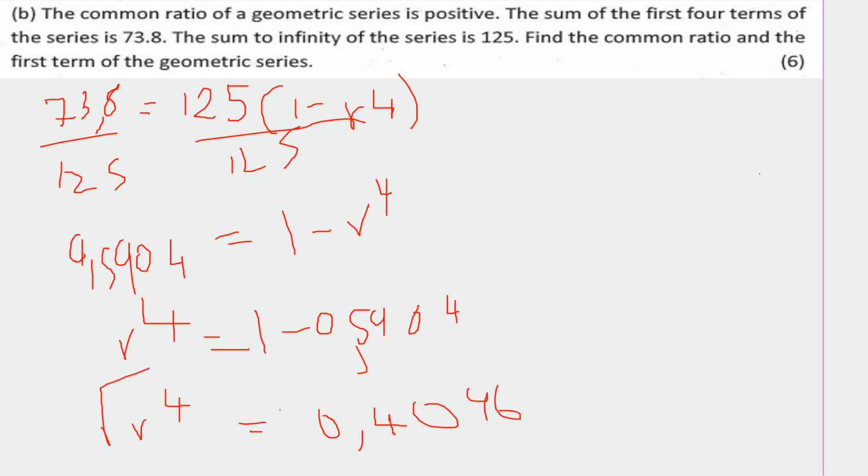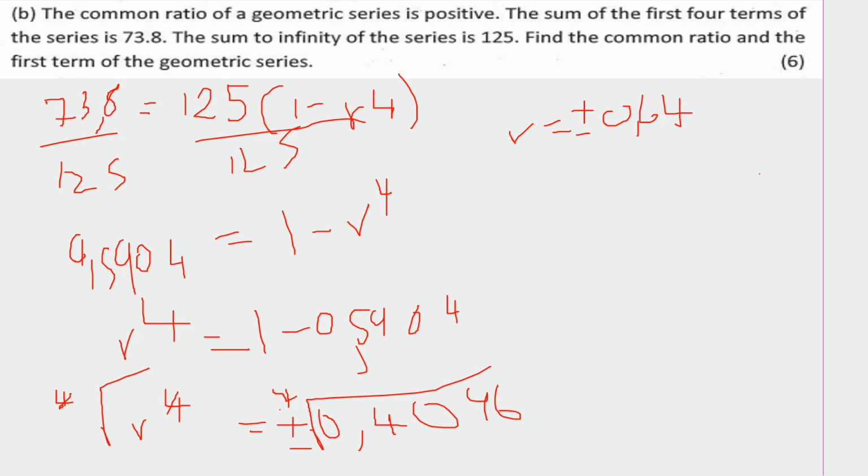Then you apply the fourth root to cancel this thing here. Then remember, when you apply a root that has an even number, that means your answer can either be positive or negative. It can either be positive or negative. So this will cancel out here, and then now the value of r will be 0.64. It's either negative or positive 0.64.